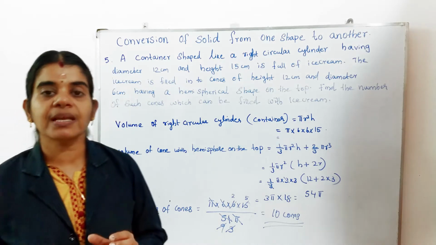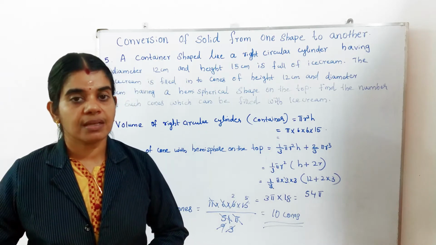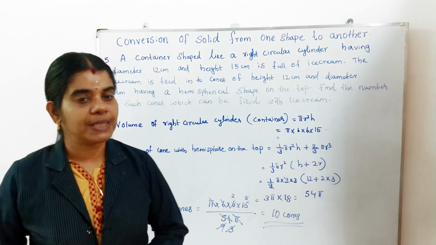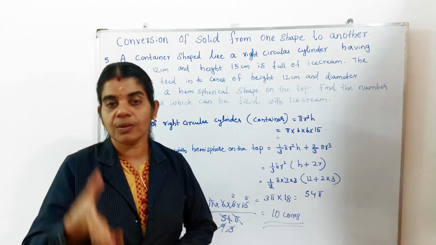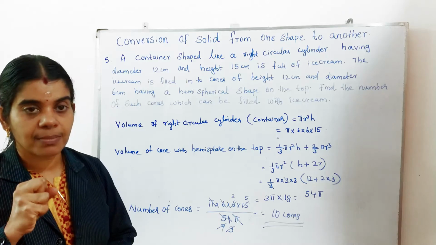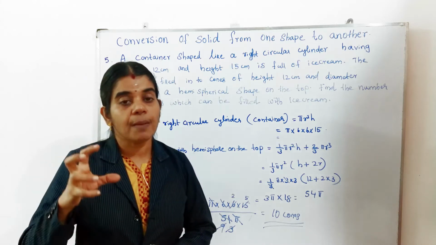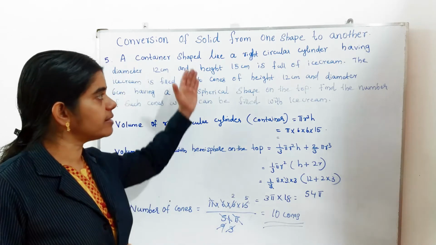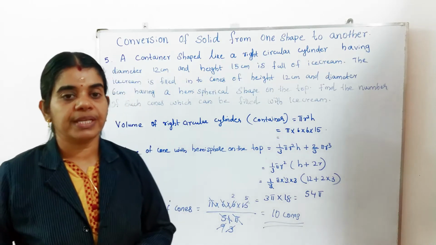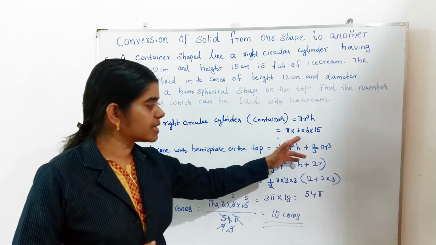So a container shaped in the form of a cylinder is full of ice cream, and we are changing that ice cream into cones. The cones have a hemispherical top. From that cylindrical container, we are changing the ice cream to cones, and you want to find the number of cones needed. So first you want to find the volume of the cylinder, that is pi r square h, pi into 6 into 6 into 15.